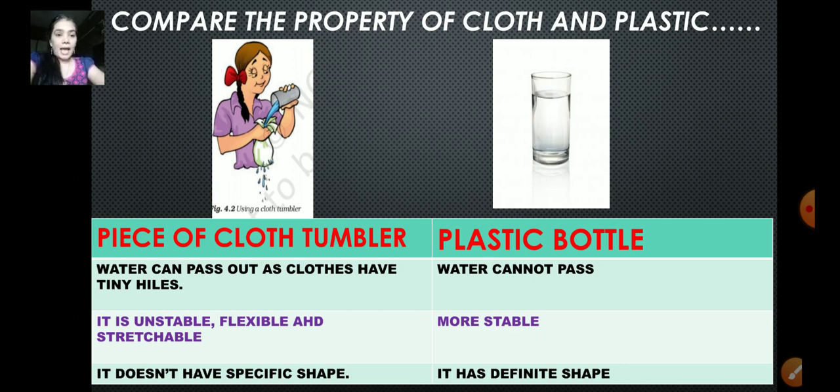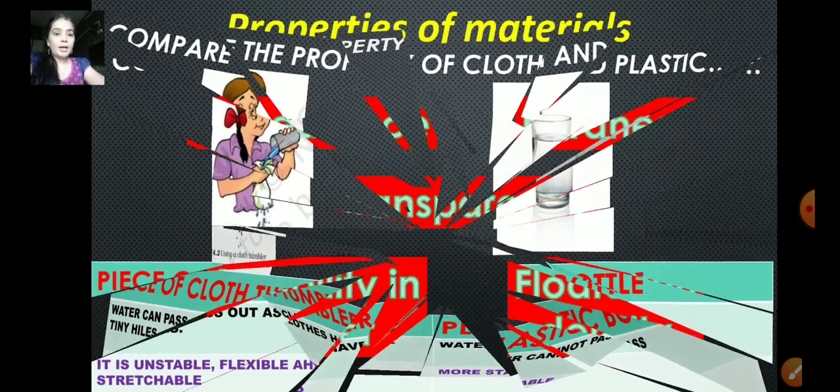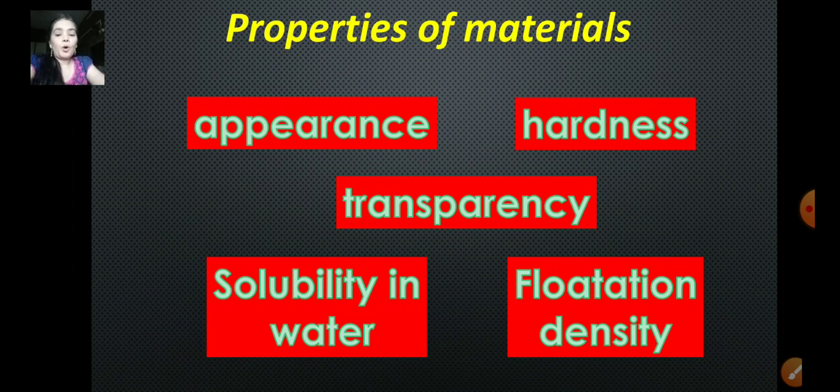Now this activity I had explained already in the previous video. Since the cloth has holes in it, the water cannot be held. It cannot hold the water. And for the liquid items, glass holds the liquid items. So this we already learnt in the previous chapter. Now let's go ahead and learn about the properties of materials.